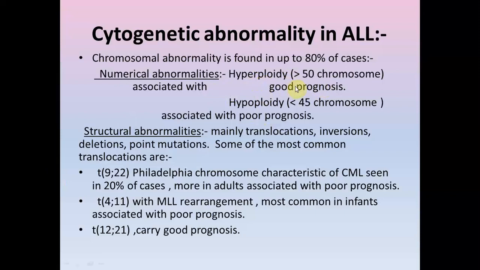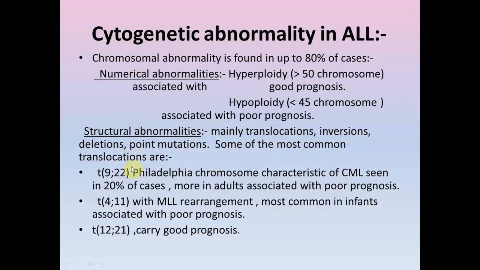Hyperploidy means more than 50 chromosomes. It has a good prognosis. When I find a patient with acute lymphoid leukemia and hyperploidy by cytogenetic analysis, this means a good prognosis. While regarding hypoploidy, which means less than 45 chromosomes, it is associated with poor prognosis. So structural abnormality, mainly translocations, inversions, deletion, and point mutation involving amino acid substitution, as mentioned in another lecture.